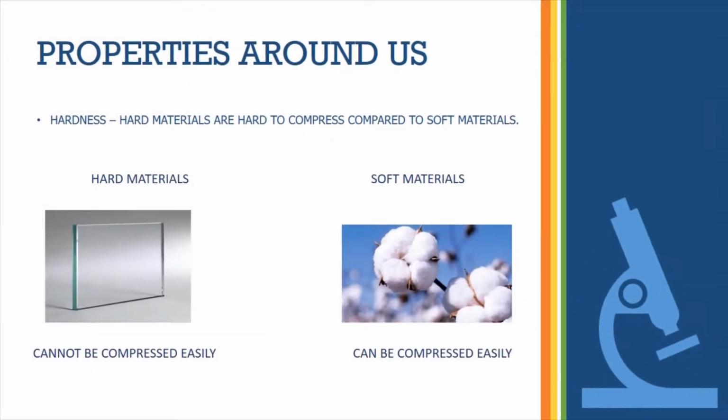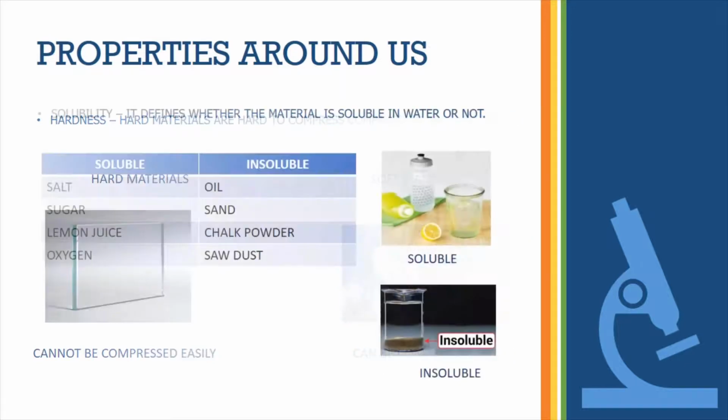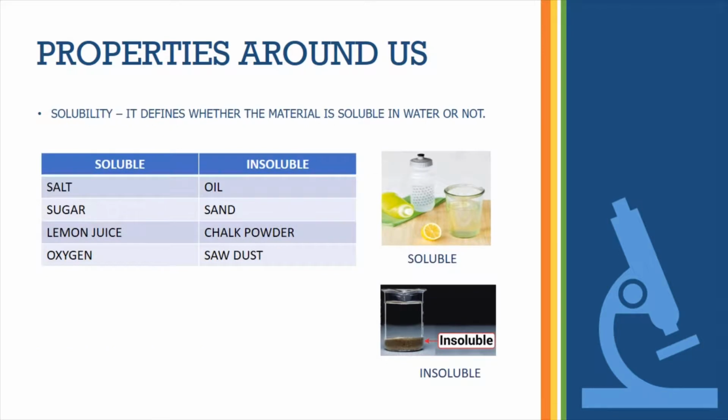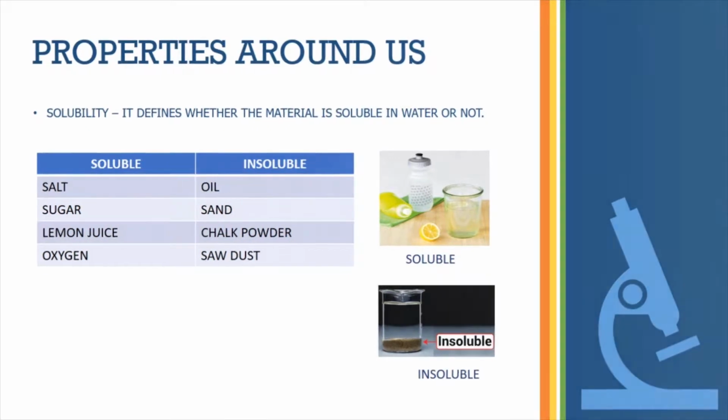Hardness. Hardness property defines whether a material is hard or soft based on compression. For example, cotton can be easily compressed, so it is classified as a soft material, whereas glass cannot be easily compressed, so it is classified as a hard material. Solubility. Solubility defines whether a material is soluble in water or not. For example, salt, sugar and lemon juice are soluble in water, whereas oil, sand, chalk powder and sawdust are insoluble in water. Sometimes gases are soluble in water, for example oxygen.